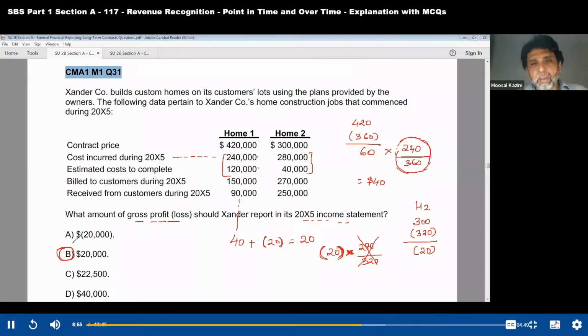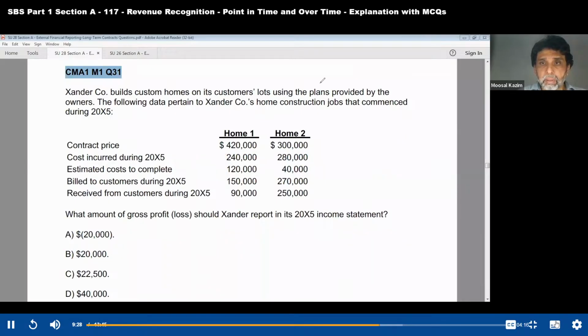Now, if it runs into the second year, we would calculate the percentage of completion just like this, and we would deduct the previously recognized profit to arrive at that particular year's profit. We will do this. There will be more questions on this. We will apply it and then you will understand better. So 20,000 is the answer here. Let's go to another question.